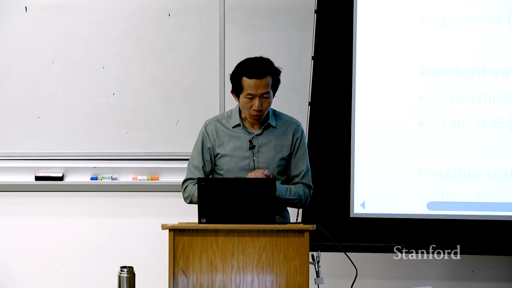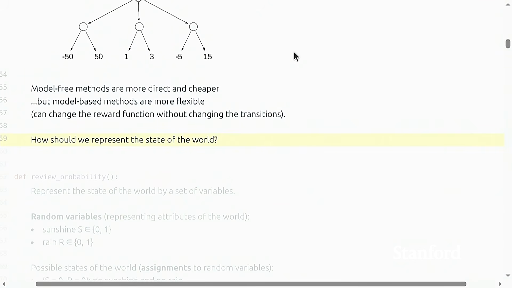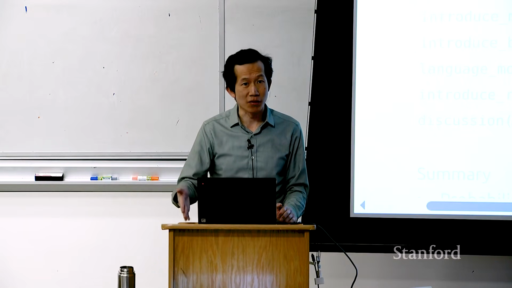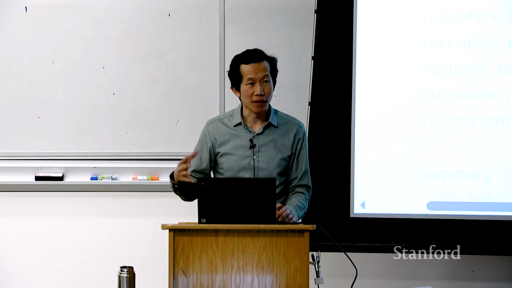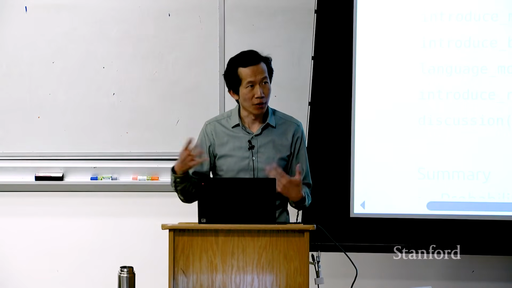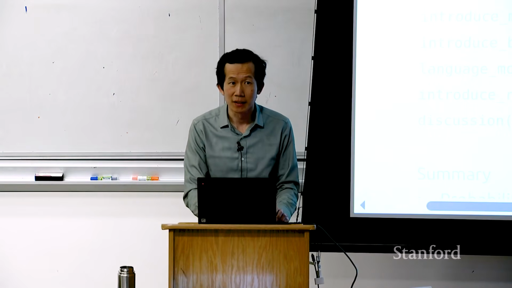Then there's a question: if we buy into this idea of modeling the world, how should we represent the state of the world? It seems like a very daunting thing. That's going to be the topic of Bayesian networks. Bayesian networks are about how you represent the world and how you reason about the world in the face of uncertainty. It's going to be a pretty different shift in the way we think about problems, and hopefully it will become clear as we go along.